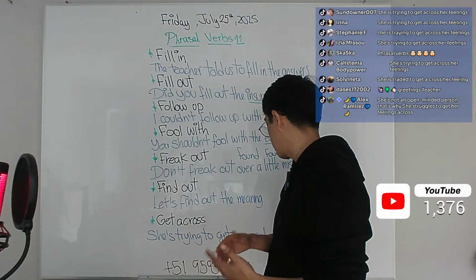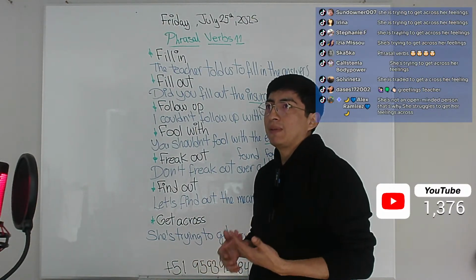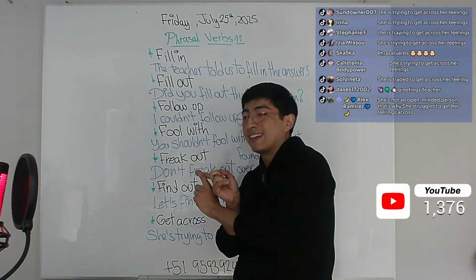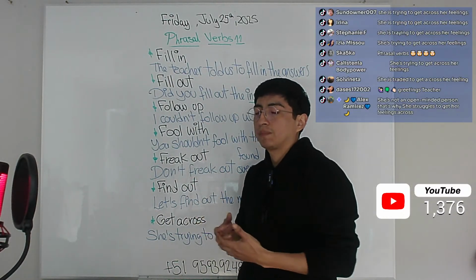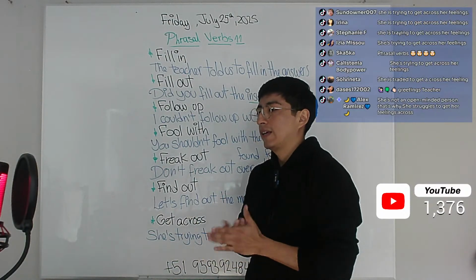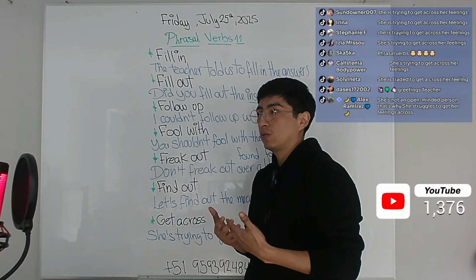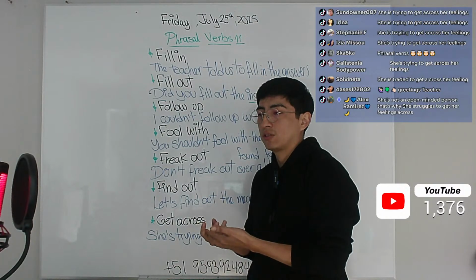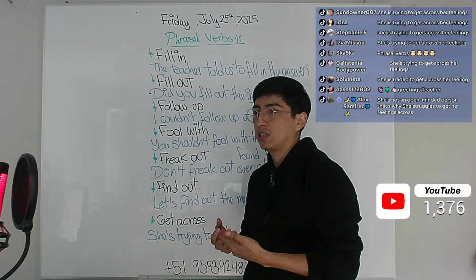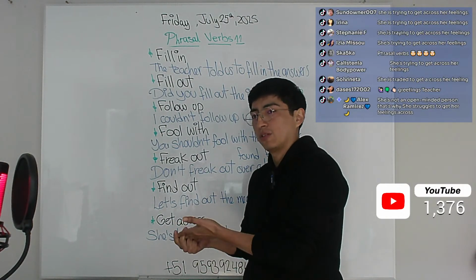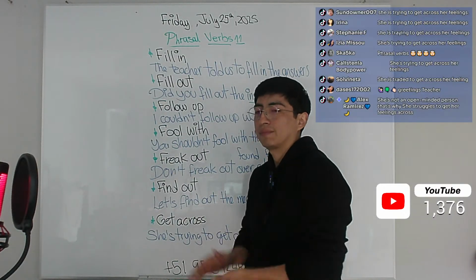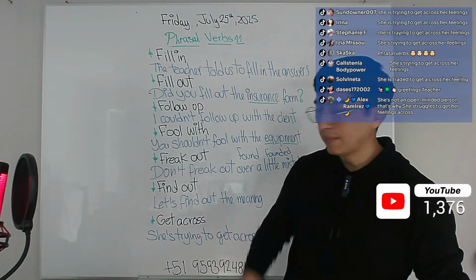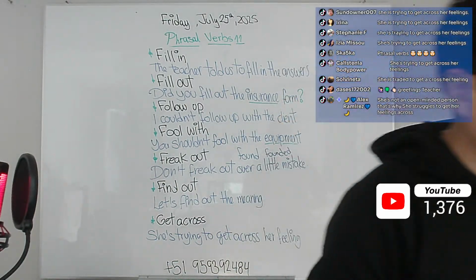So this sentence is something like that. She's trying to get across her feelings, maybe with a psychologist. She's trying to say what she feels, but it's difficult for her. But she's trying to do it, or maybe she's trying to tell someone that she likes this person, and she's trying to make it clear. So that will be all the information, guys.